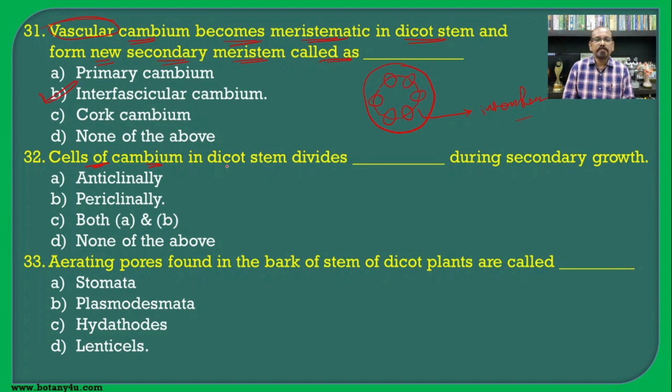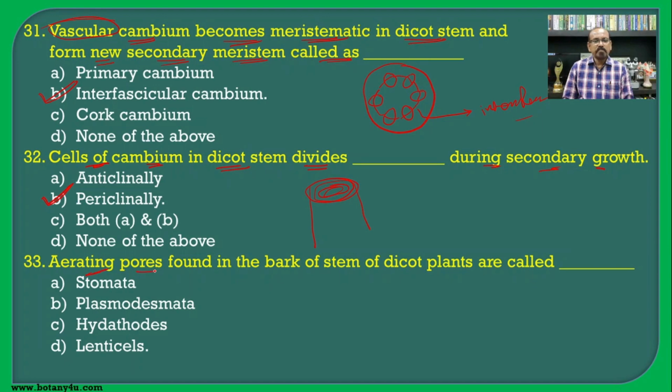Then, the cells of cambium in dicot stem divide during secondary growth. If you see the plane of division in the cambium cells which are responsible for the increase in the diameter or girth, the girth of the plant body is increased by periclinal divisions in the complete cambium ring, so that there is a formation of secondary phloem to the outer side and secondary xylem to the inside. Hence periclinal division becomes the correct answer.